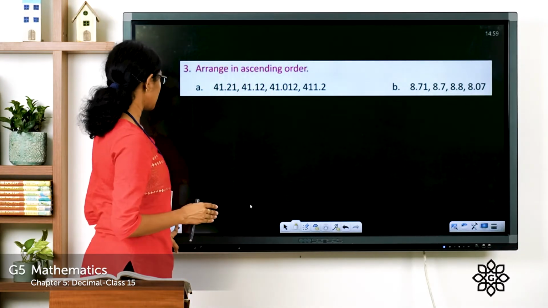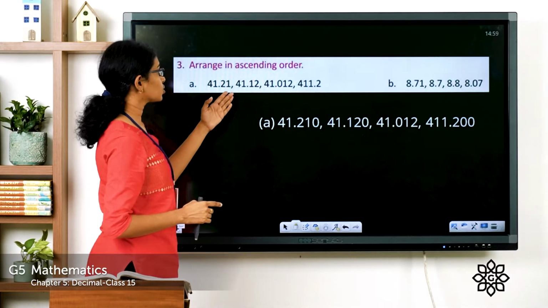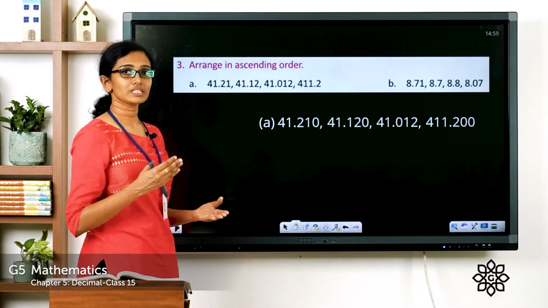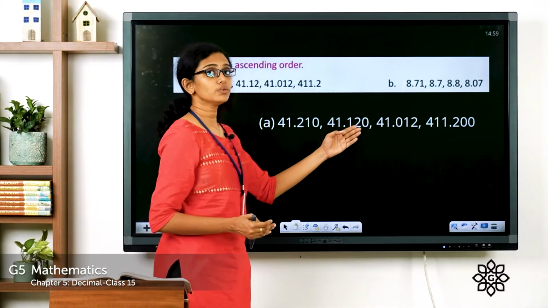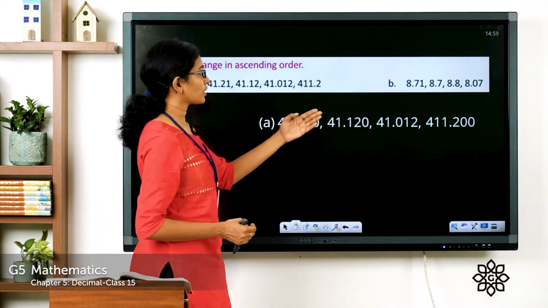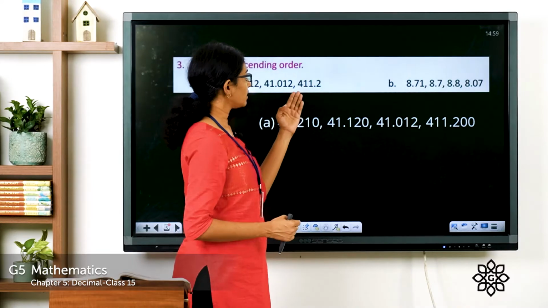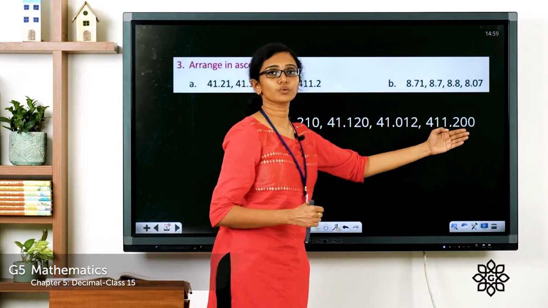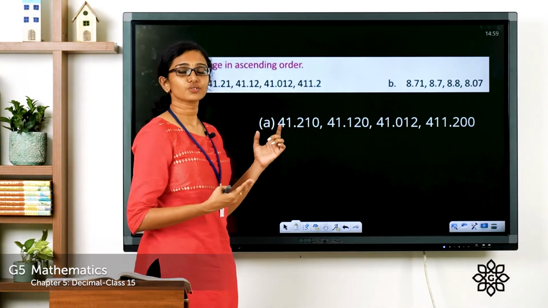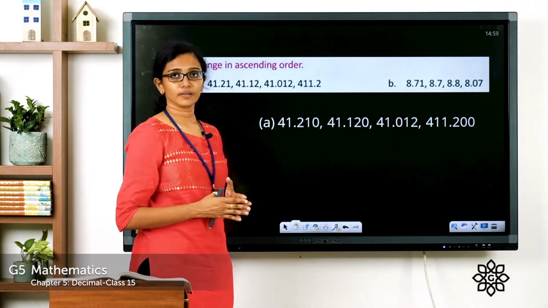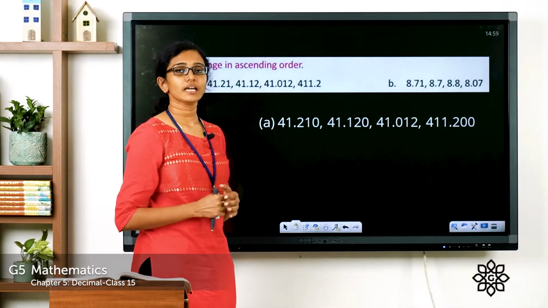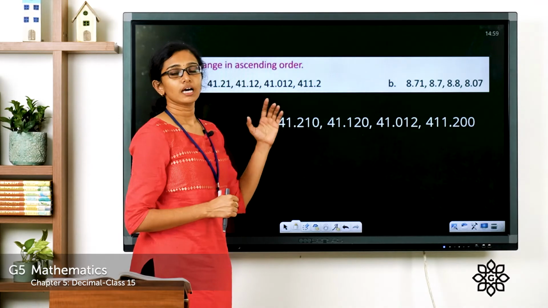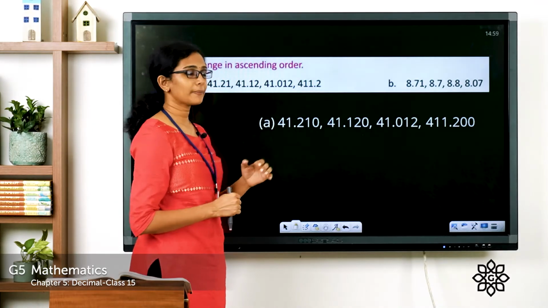So let's do that and we get 41.21 is equal to 41.210, 41.12 is equal to 41.120, then 41.012 as such and 411.2 equal to 411.200. Adding zeros to the rightmost end after the decimal point will not make any difference in the value of the decimal number. So right now these decimal numbers are like decimals. Now we can compare them easily.